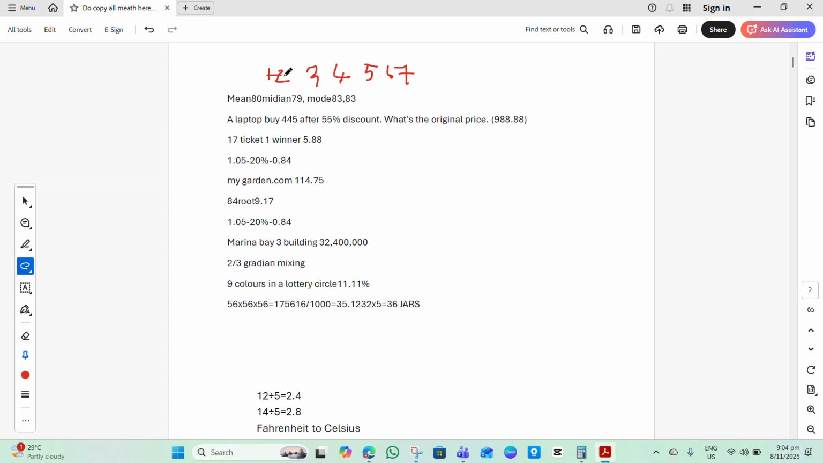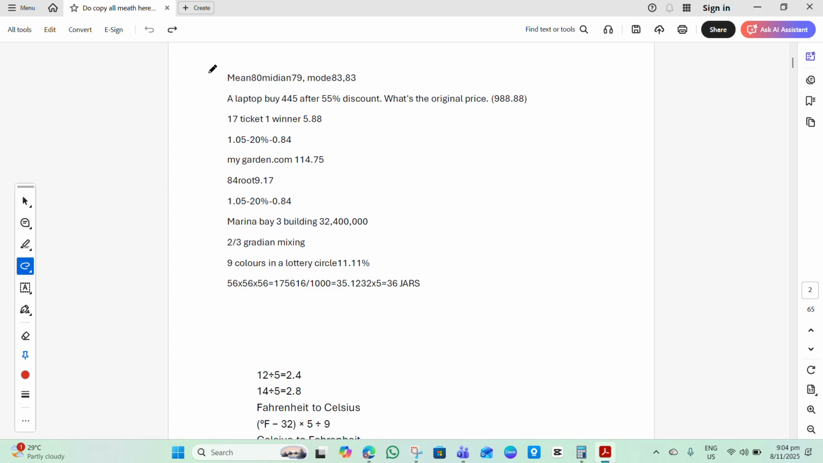Mean is the average, median is the center value, and mode is the most often. So if mean, median, mode come up, find the answer this way: average, center value, and then most often. So for this question, I will write the answer here: mean is 80, median 79, mode 83.